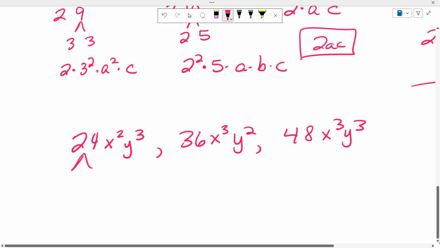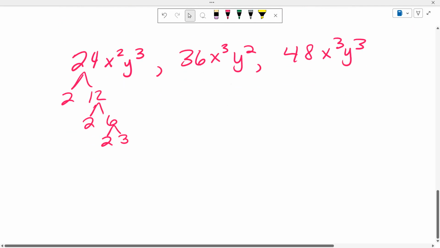Now, 24, how do we break that down? 2 and 12, 2 and 6, 2 and 3. So it's 2 cubed times x squared times y cubed.